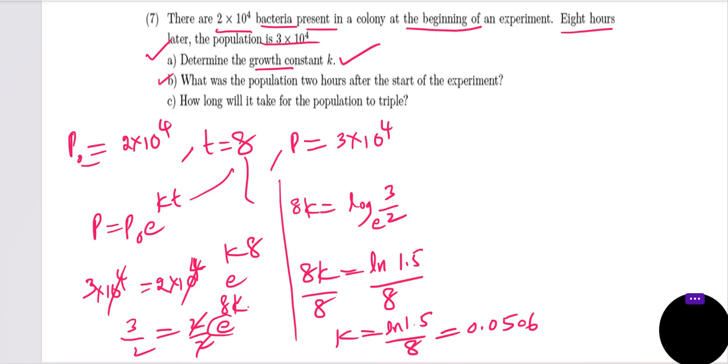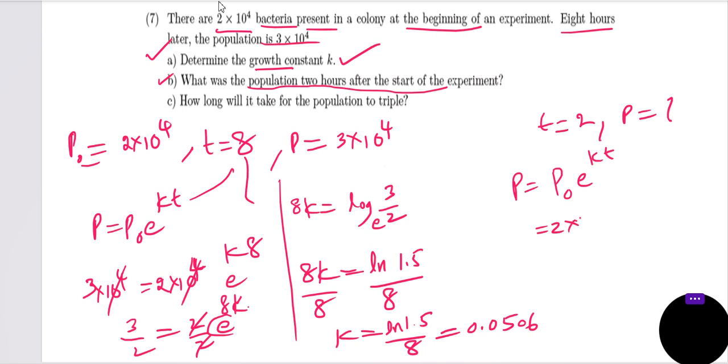And question B. What was the population after 2 hours? After time 2 hours, what is P? So we have the same rule, P naught e power kt. P naught is the same as at the beginning, no change. e power k, we already got this, 0.0506. Time t is given as 2. So this we have to find with a calculator like this.